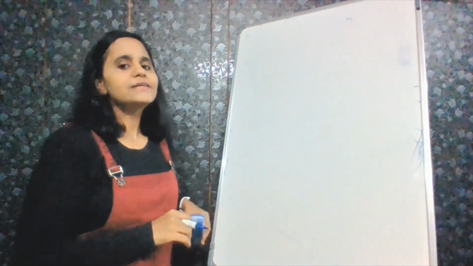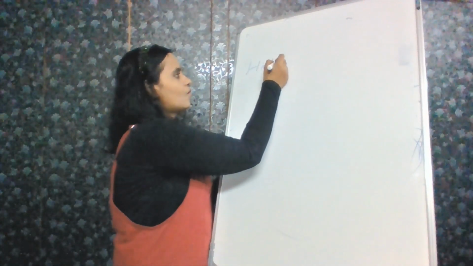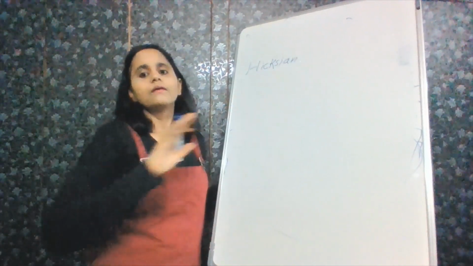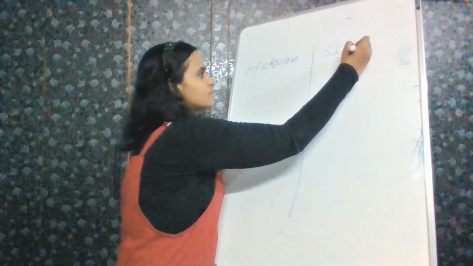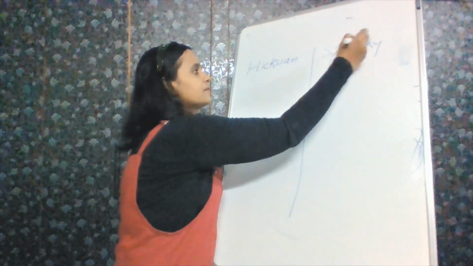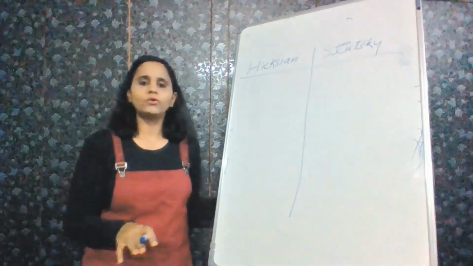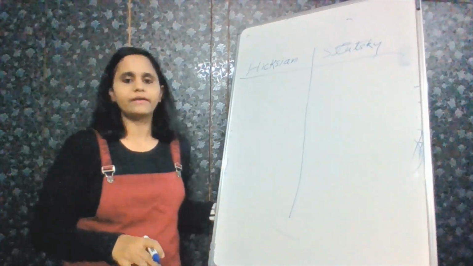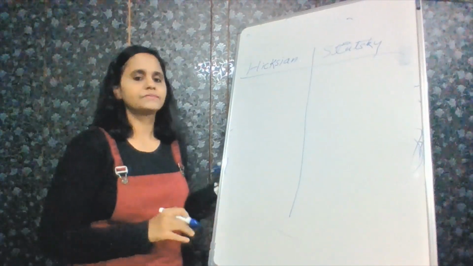Before going into the Hicksian and Slutsky approaches, I'll give you a brief about what the Hicksian approach for compensation is and what the Slutsky approach is. After that, I'll go into detail about both approaches, how they work and how they remove your real income impact.